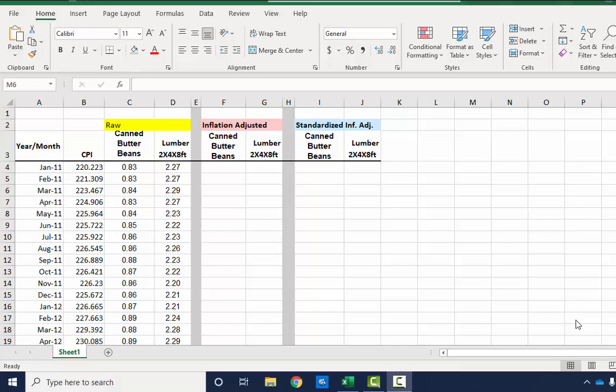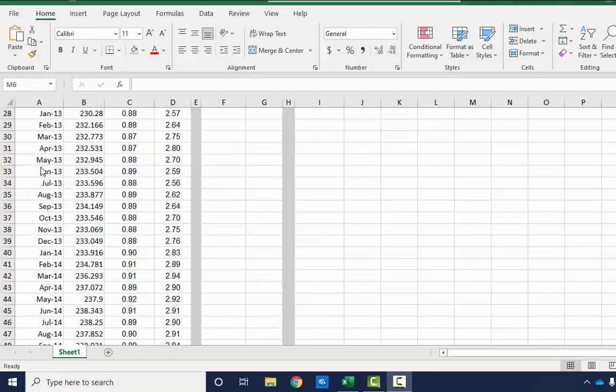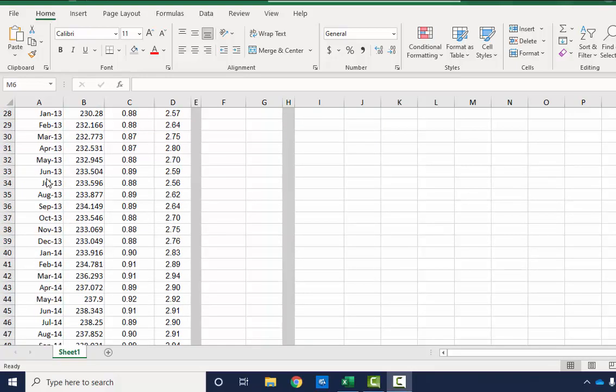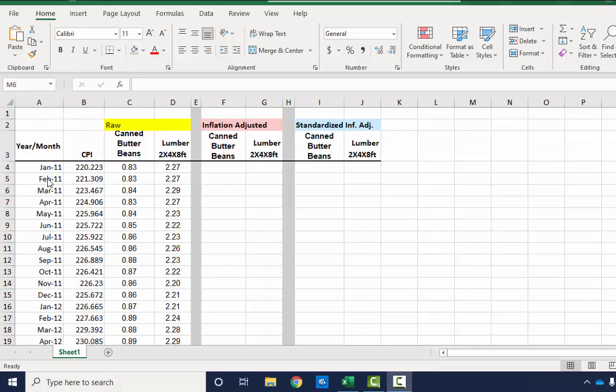Now this one is way more complicated than what I've asked you to do. I've asked you to find 20 years of data, and what I have here is monthly data. Look at this, I got January 2011 all the way down to June 2021. So this is monthly data. I didn't ask you to do that. All you need to do is annual data.